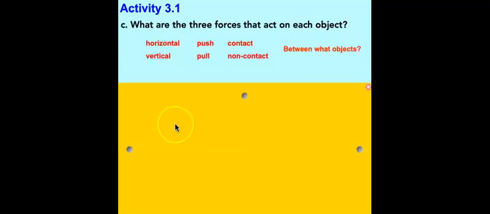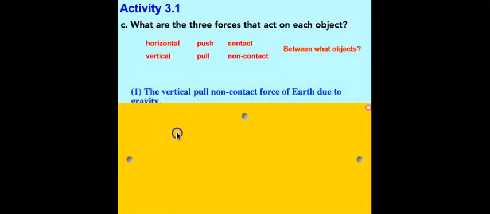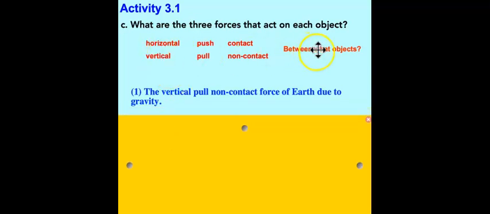So what did you get for C? What are the 3 forces that act on each object? Again, you're using each of these. So it's a vertical pull non-contact force between what objects? Well, because of the gravity, you can say it's a vertical pull non-contact force between the object and the earth. And this applies for both the ball and the marble.